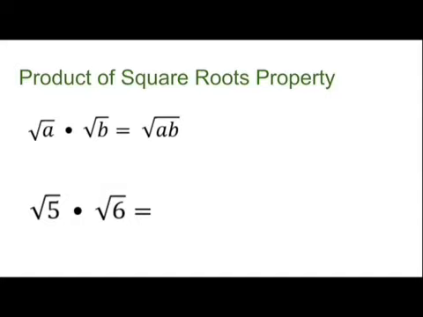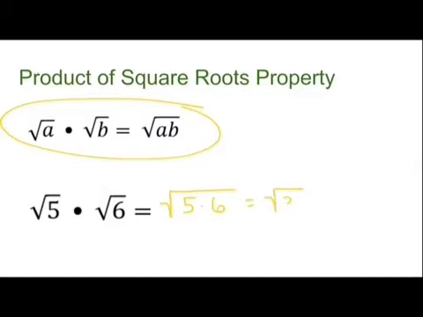Product of square roots property, here's your definition right there. The square root of a times the square root of b equals the square root of ab. So for our first example, we have the square root of 5 times the square root of 6, which is equivalent to the square root of 5 times 6, which equals the square root of 30.